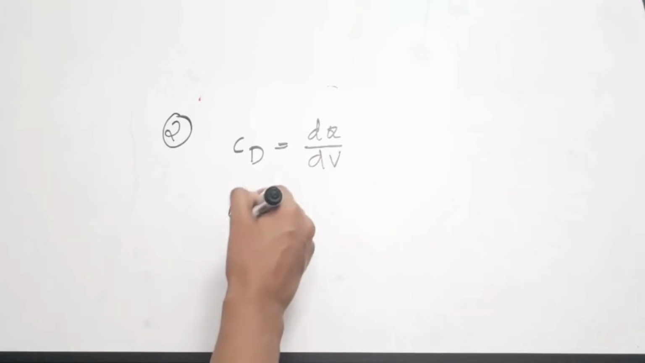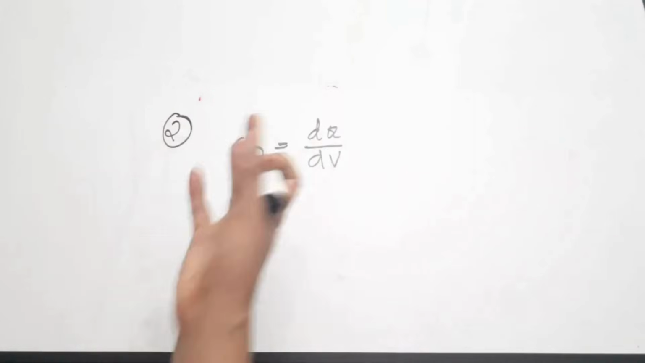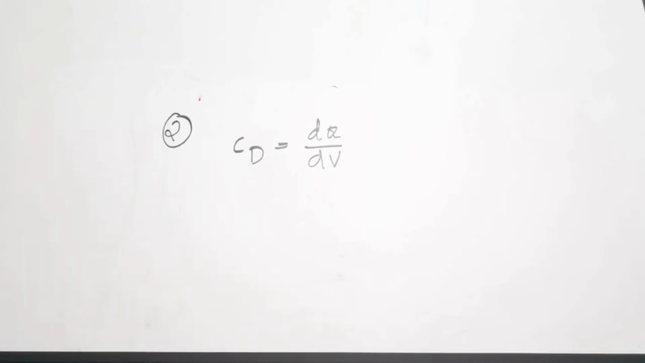We know that Q is equal to CV. So that equation we are using as a change. Diffusion capacitance means due to the concentration variations, diffusion capacitance is happening, right?